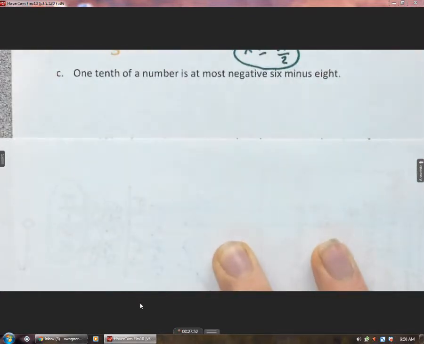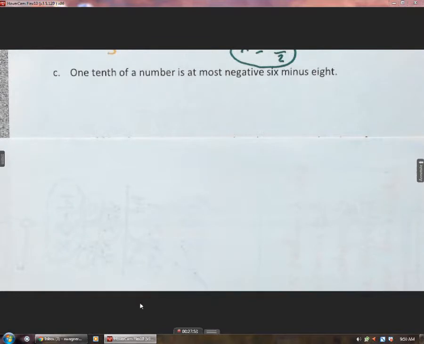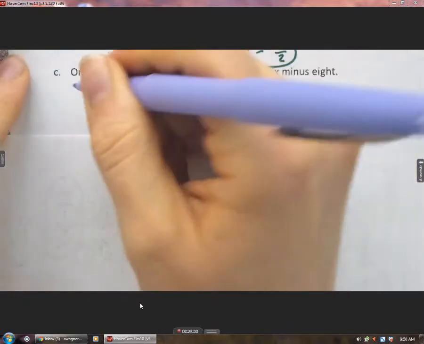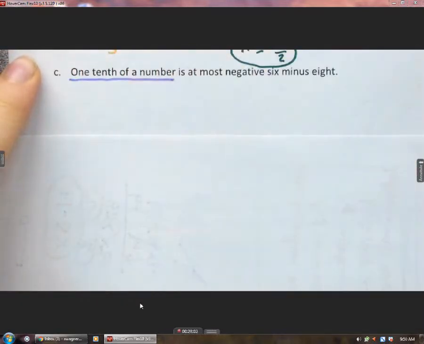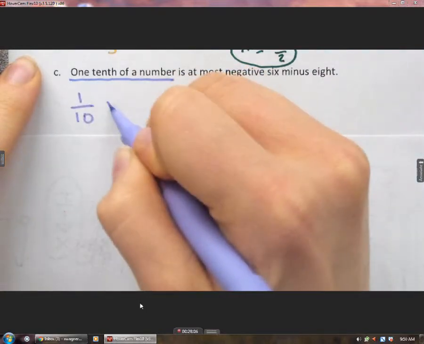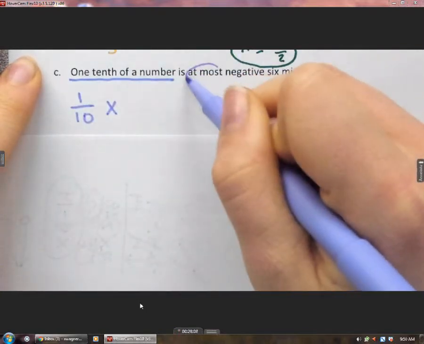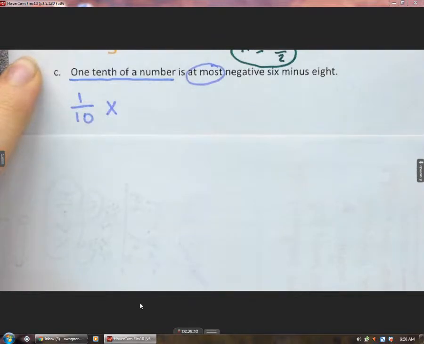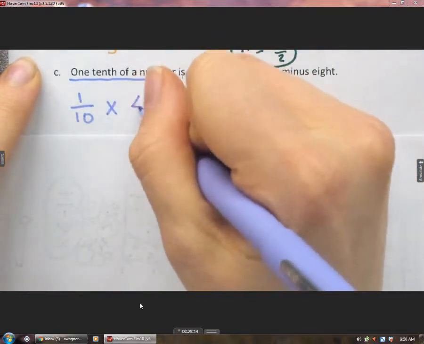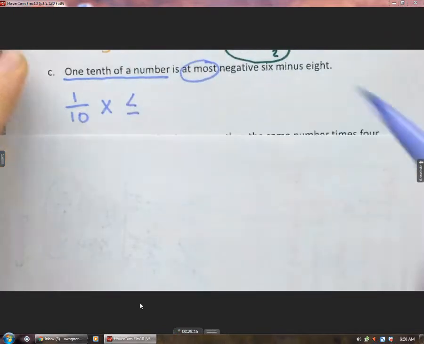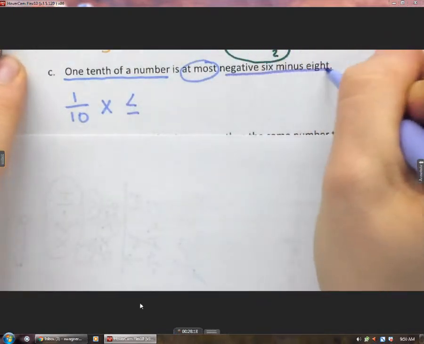Okay, 1/10 of a number is at most -6 minus 8. Just break it up. 1/10 of a number. How do you write that? 1/10 x is at most. What is at most? Is it a less than or a greater than? Less than or equal to? -6 minus 8.